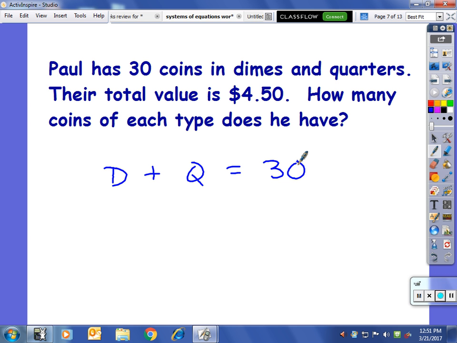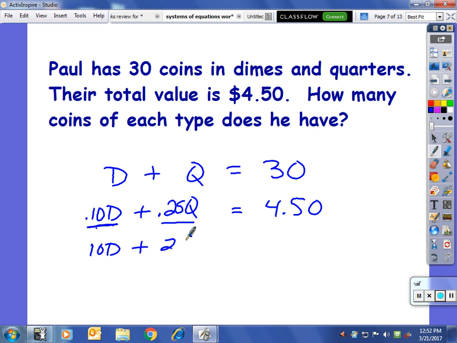He's got $4.50, and these items are different values. So you cannot just say D plus Q equals 450. That's not going to work. You would have to say what? 0.10 D plus 0.25 Q, because that's his dime money. 10 cents times every dime and 25 cents times every quarter would equal the $4.50 he's got. And again, you don't have to, but it'd be super easy to multiply this whole equation by 100 and make them all nice whole numbers. 10D plus 25Q equals 450.